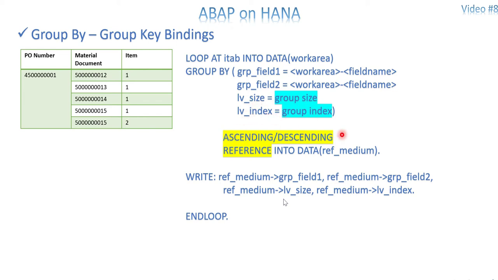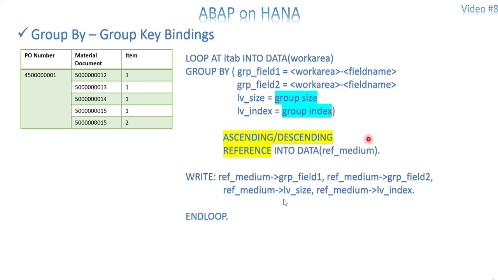Additionally, you have information called ascending and descending. If you want an ascending or descending order on your internal table, you can do it. And reference into data, this is called a reference. You're going to get the reference of size and index. Once you get a reference, you are able to get the exact data. So on this group, what is the size and what is the index? Like index 1, index 2, index 3. Those information you are able to get from this reference variable.